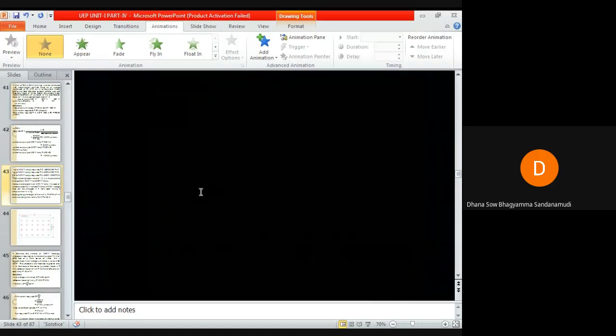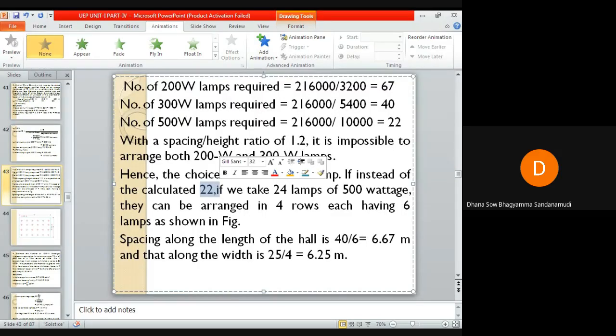So here, the number of lamps required to illuminate the room when I am using 500 watt lamps is only 22. But in order to make it even, and to get the required space height ratio of 1.2, I am using 24 lamps. So I have increased the value to 24 lamps. It doesn't matter, it's in our hands. That's what I already told you in the previous problem. It is in your hands to decide the number of lamps along the length and along the width, but the space height ratio must be maintained.